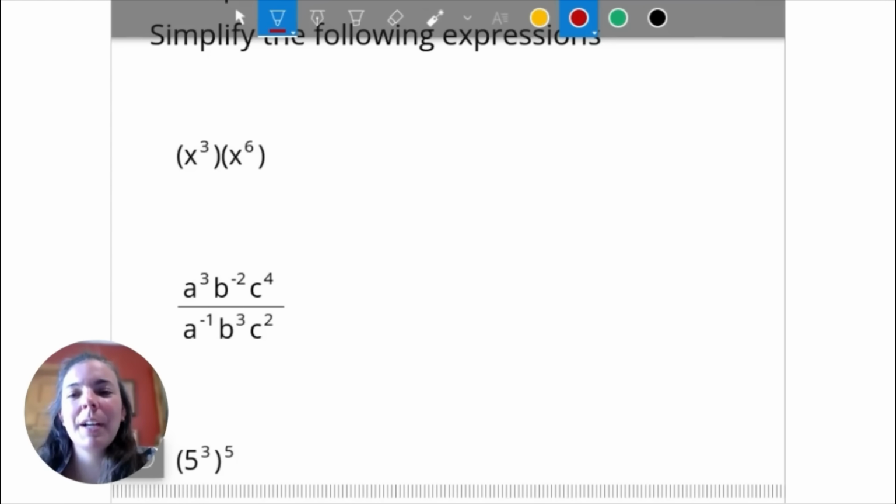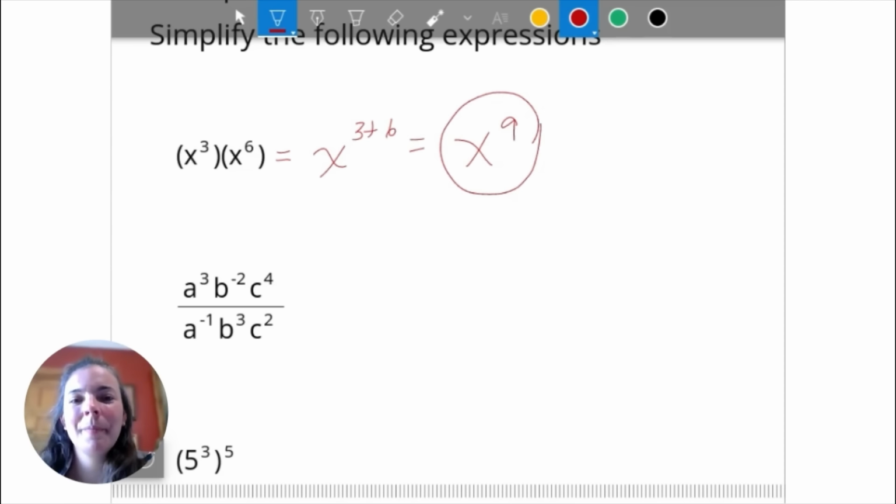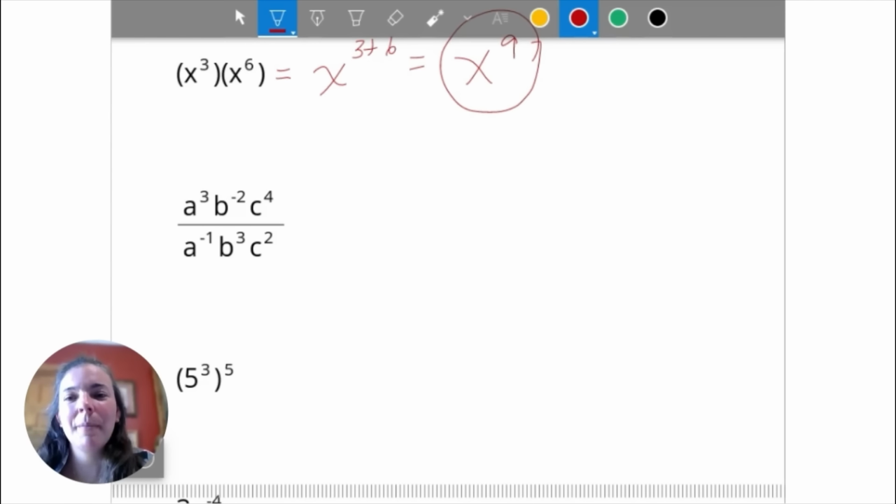X to the 3rd times x to the 6th. Our rule here is to take the same base, and then we need to add our exponents. So x to the 3 plus 6 would give me x to the 9th. Okay, so that's our multiplication rule. Now let's try to do some division.